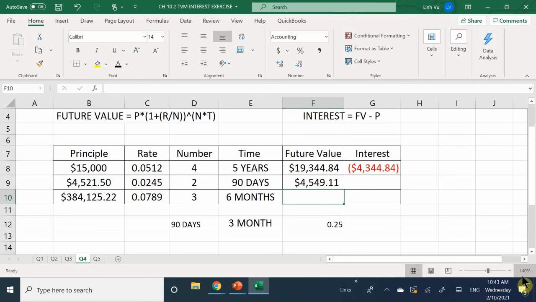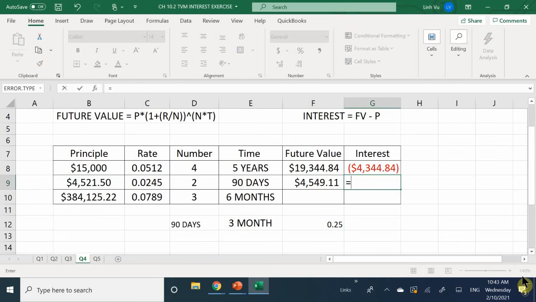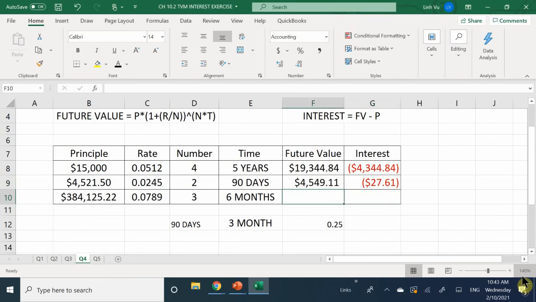Dan, did you get the same number as me? Yes. Perfect. Okay. So Irina, go ahead and try that again. All right. So then what is going to be my interest? $27.61. $27.61. Right? Okay.